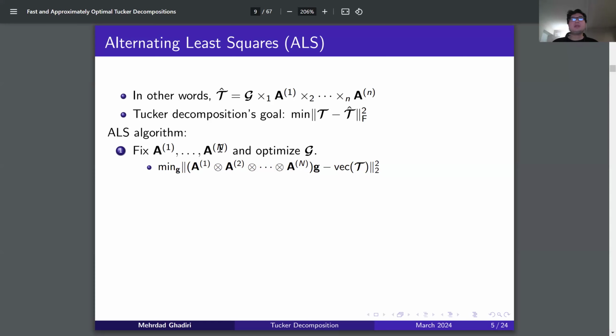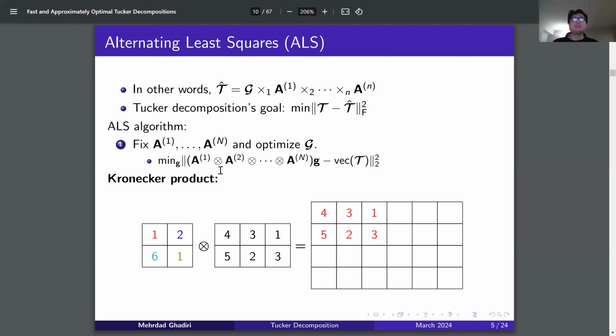So one of the iterations is to fix the core tensor, all the factor matrices, and update the core tensor, which would correspond to a linear regression problem like this. And these are Kronecker products, which are defined as this. The only way I know how to define the Kronecker product is with a picture like this. Otherwise, it's just too complicated to show the indices.